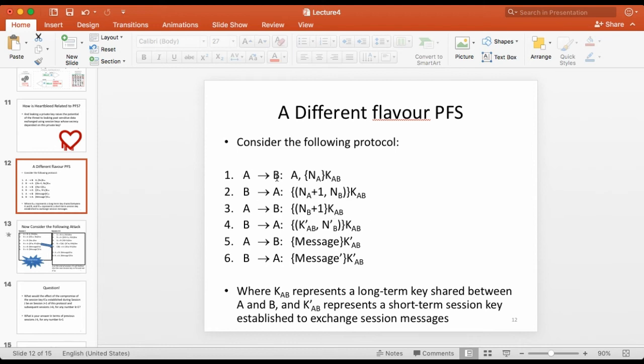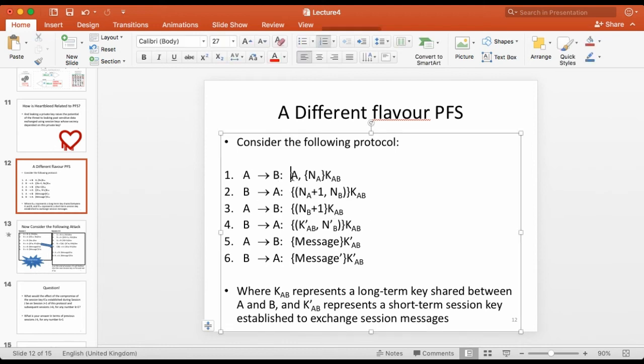So A sends to B the following message: her name A, coupled with an encrypted nonce that A has just created. This is a random fresh number that Alice has just created, and it's encrypted with the key that Alice shares with Bob. She sends this pair of data to Bob, and when Bob receives it, he can decrypt it, release the nonce, and then he increments the nonce.